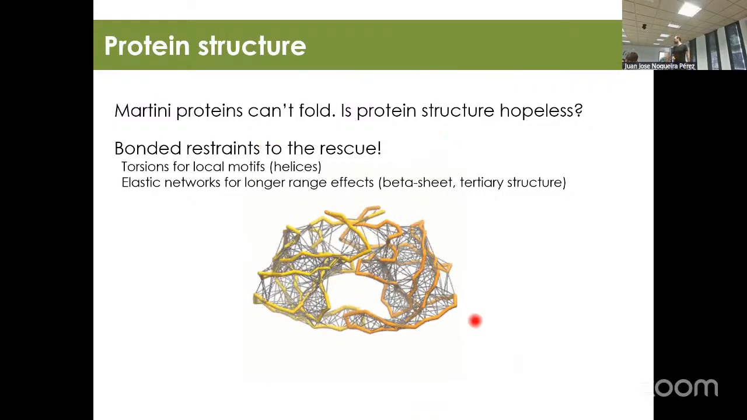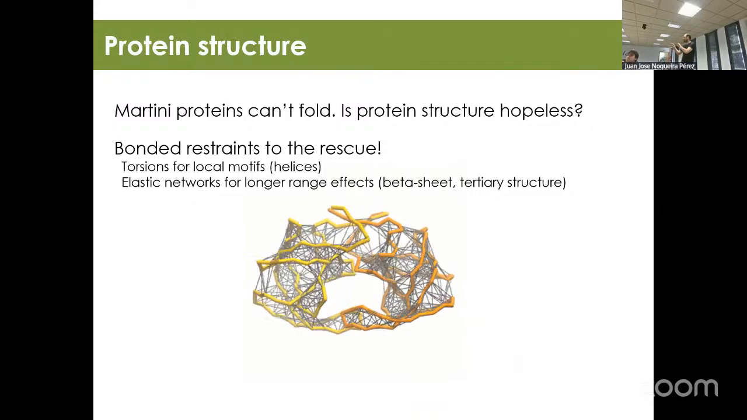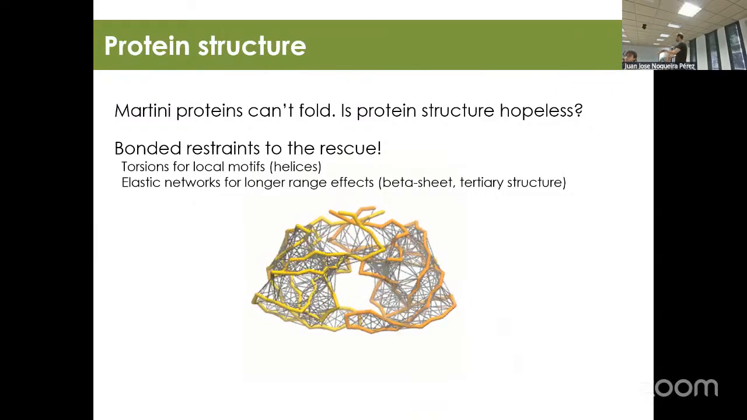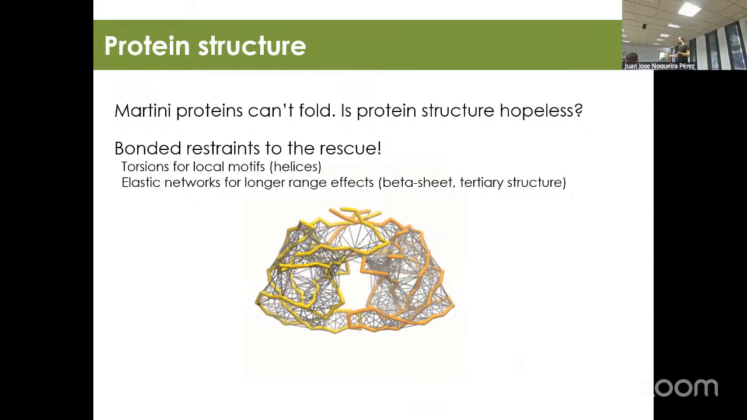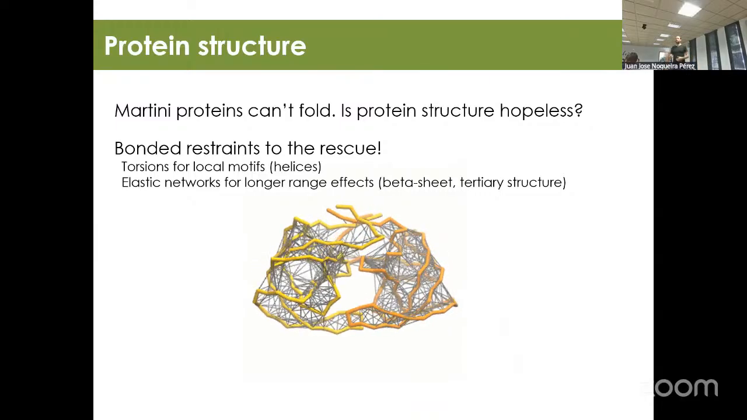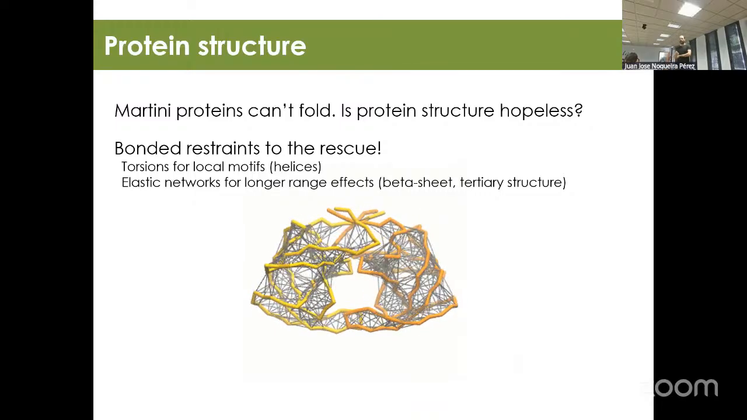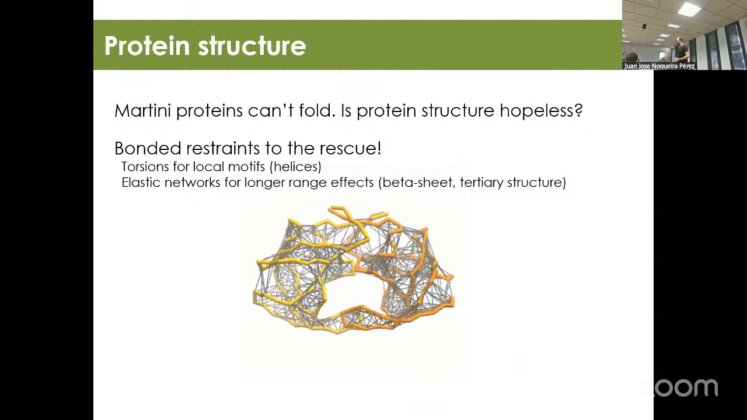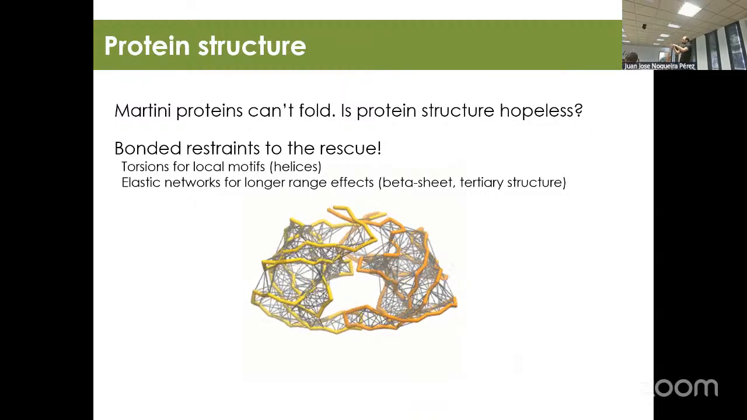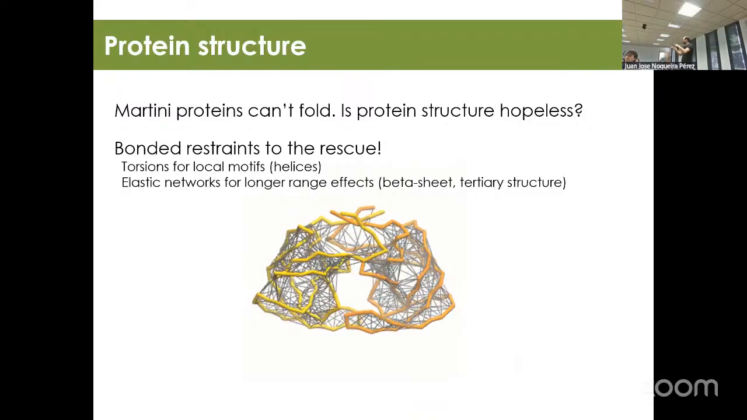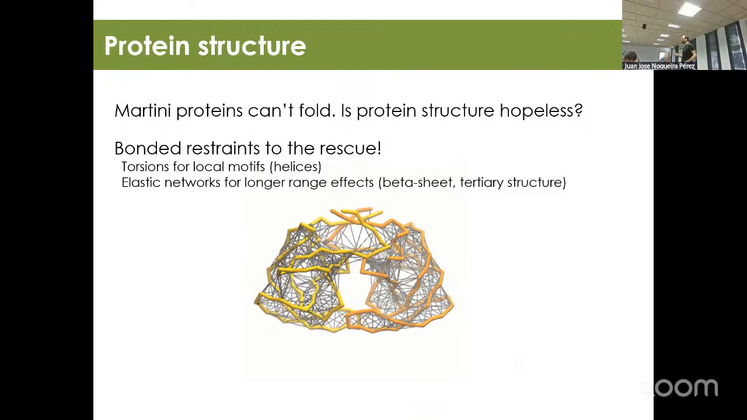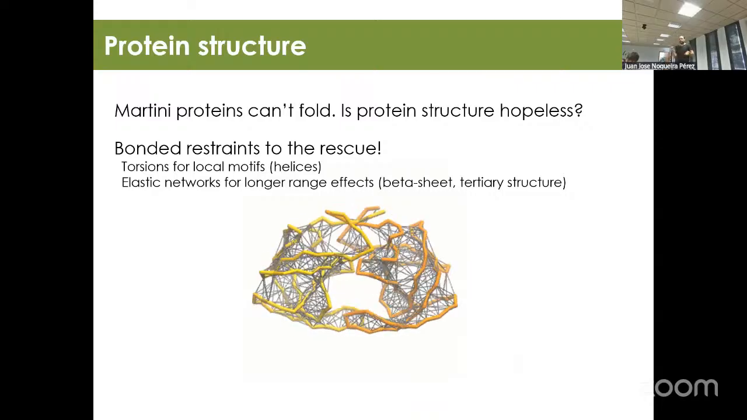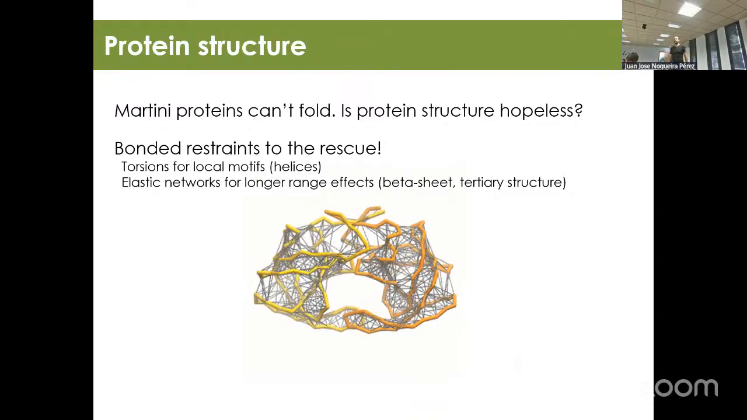This is called an elastic network, for instance. So we just keep each backbone at a certain distance from its neighbors, and overall this will keep the shape of a protein. Of course, the protein will not unfold. So if you're looking into that, that's the flaw, but it will behave with its shape more or less. And if you just need local motifs like helices, you don't even need these elastic networks, because for helices it's enough to just have torsions and angles. With the right torsion and the right angle, you just define a helix, and it's always going to be a helix. But at least you can simulate it as a helix without just having a jumble of Martini particles.